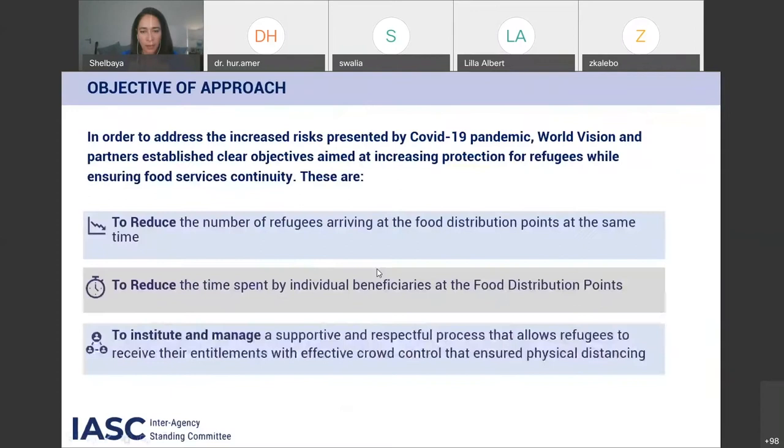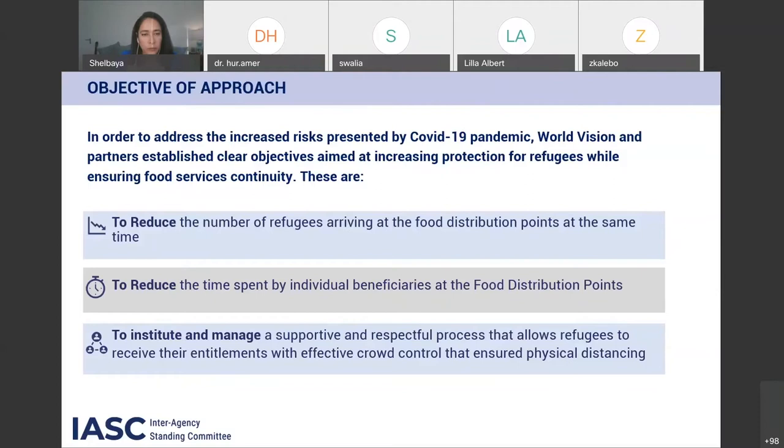So we had several objectives to make sure we achieved physical distancing. In order to address the increased risk presented by the COVID-19 pandemic, World Vision and the other partners, which include UNHCR, WFP, and the government of Tanzania, had to establish clear objectives aimed at increasing protection to refugees and also service providers while ensuring the food services had continuity. So the objectives include, one, to reduce the number of refugees arriving at the food distribution point at the same time.